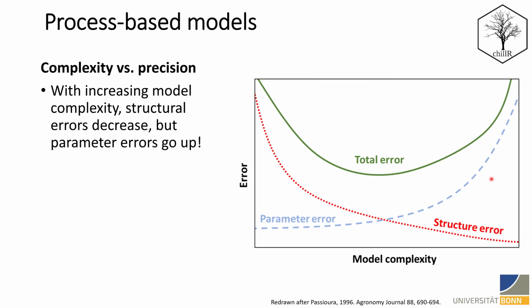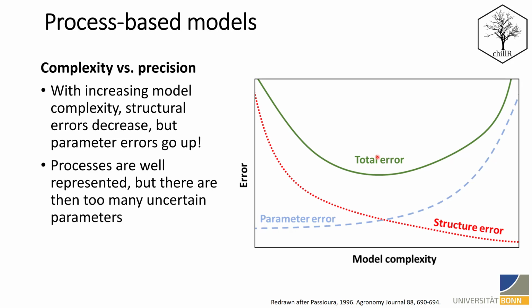So quite often, an infinitely complex model is actually not the best way to go. And we should aim for a somewhat intermediate complexity level model, where, according to this concept at least, the total error is minimized. So the processes here may be well represented, but there are then too many uncertain parameters, and that can also be a serious problem in modeling.